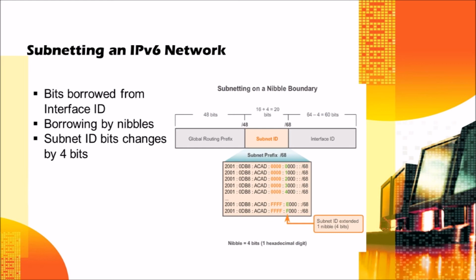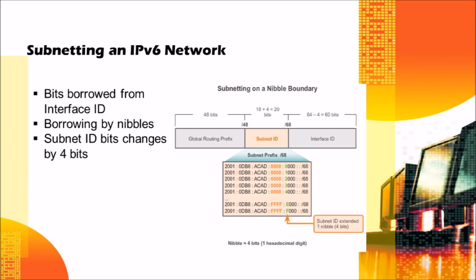Similar to borrowing bits from the host portion of an IPv4 address, with IPv6, bits can be borrowed from the interface ID to create additional subnets. This is typically done for security reasons, to create fewer hosts per subnet, and not necessarily to create additional subnets. The best practice is to subnet on a nibble boundary. A nibble is 4 bits, one hexadecimal digit. As shown in the figure, the 64-bit subnet prefix is extended 4 bits, or 1 nibble, to 68 bits. Doing this reduces the size of the interface ID by 4 bits, from 64 to 60 bits.